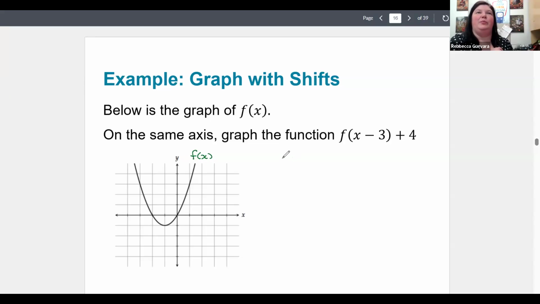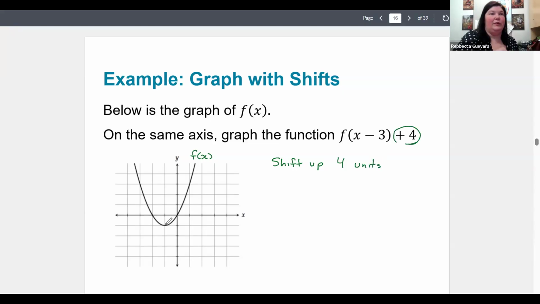So we'll start with the easier part. We'll do the plus 4 first. The plus 4 means we're going to shift up 4 units, right, because this is on the outside of my function. So this point right here would shift up 1, 2, 3, 4. This point here would shift up 1, 2, 3, 4, and this point shifts up 1, 2, 3, 4.